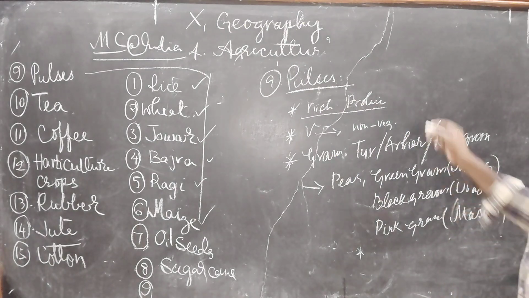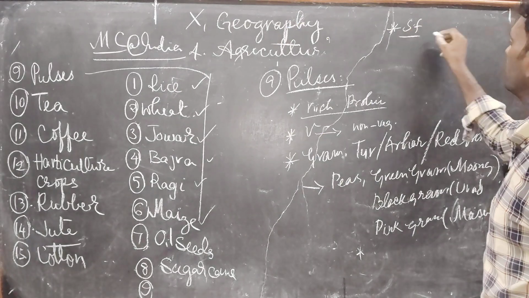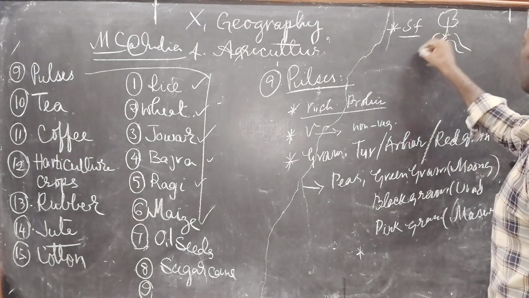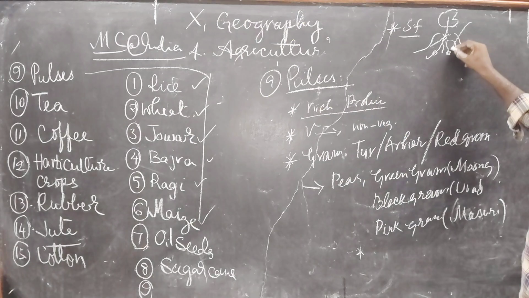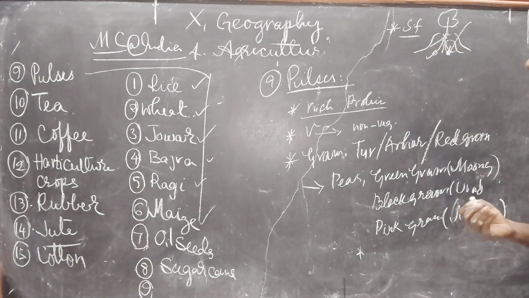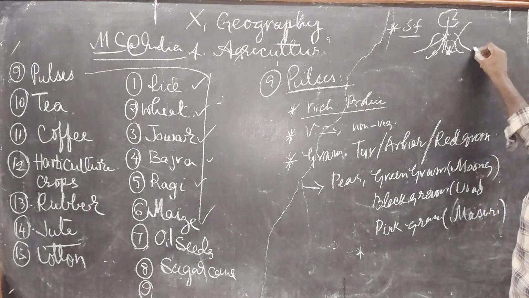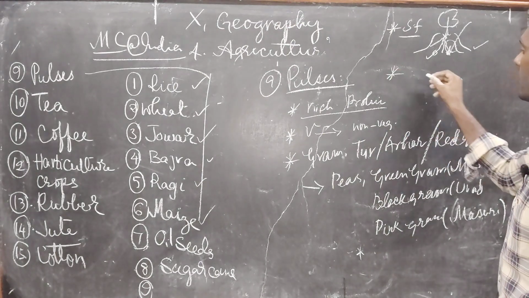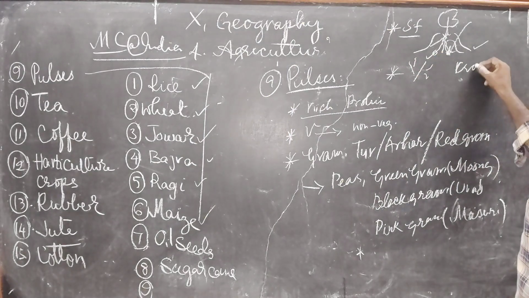And one more important point: pulses are very important for soil fertility. How? These plants have root nodules. These root nodules contain bacteria. These bacteria fix nitrogen as ammonia. This ammonia is used by plants and they grow and do their biological activity. It is called symbiosis. So they are fixing nitrogen, and through the fixing of nitrogen, the fertility automatically increases. So it is used for intercropping or the crop rotation method.